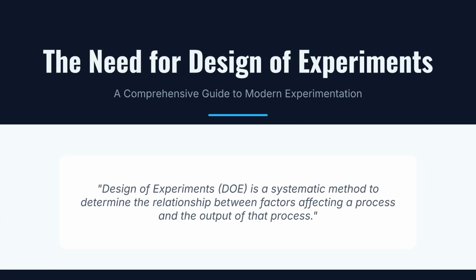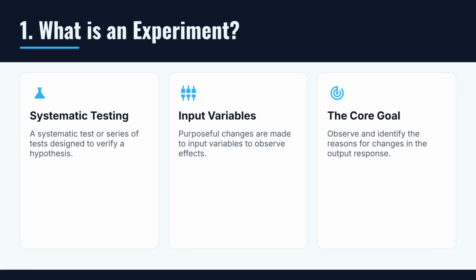Welcome to this video on the need for design of experiments, or DOE. DOE is a systematic method to determine the relationship between factors affecting a process and the output of that process. An experiment involves systematic testing to verify a hypothesis. We make purposeful changes to input variables to observe their effects. The core goal is to observe and identify the reasons for changes in the output response.